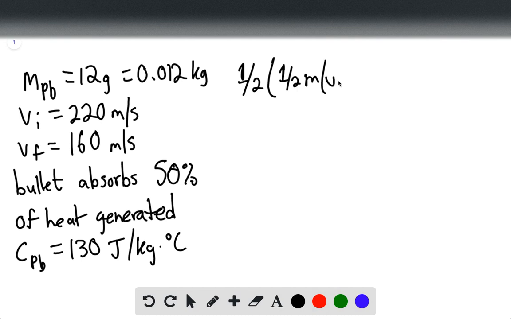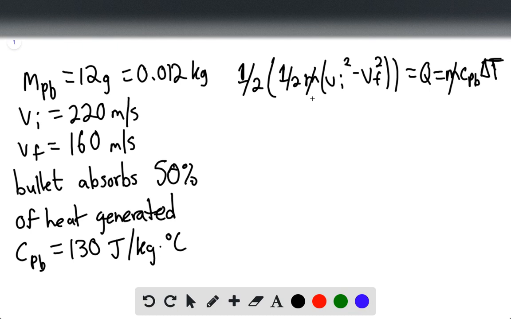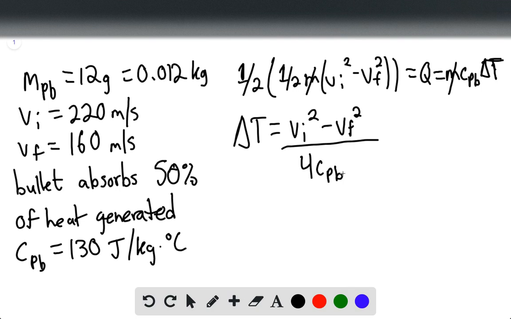So we can say velocity initial squared minus velocity final squared, and this is going to equal Q or m c_Pb delta T. Now, we have mass here and mass here, so they can cancel out. And essentially, we have delta T is going to be equal to V initial squared minus V final squared divided by 4 c_Pb.